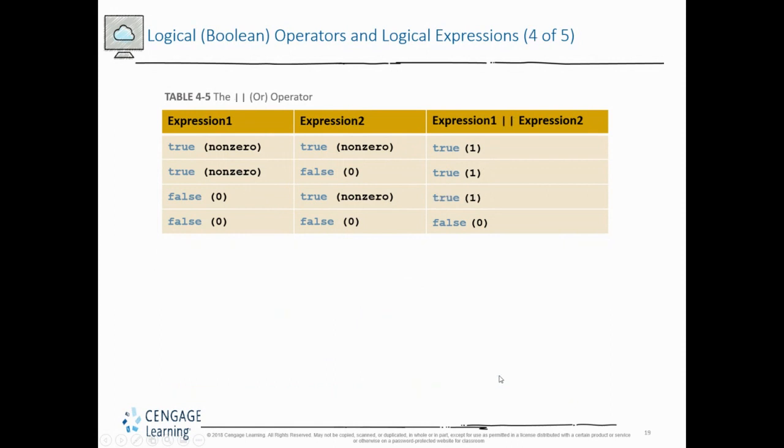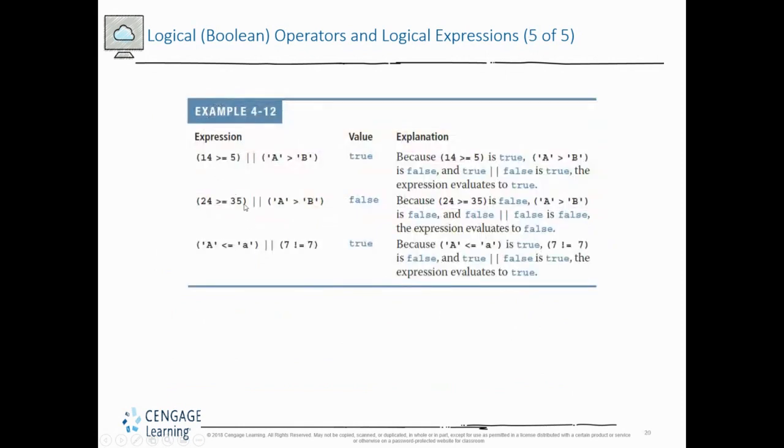All right? Or operator, that's the pipe character. Same logic, it looks like the very same numbers even. So here, 14 is greater than or equal to 5, or, the two pipe characters mean or, A is greater than B. Well, this is true, and this is false, right? But in the case of an or, that means one or the other. You don't need to have both. So this is true, this is false, that means it's true, okay?